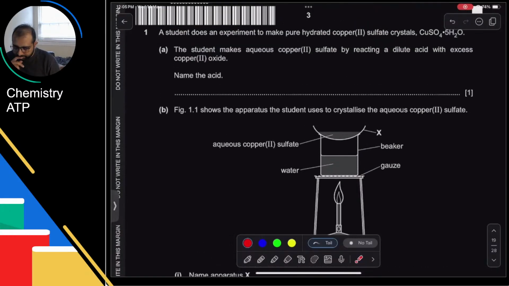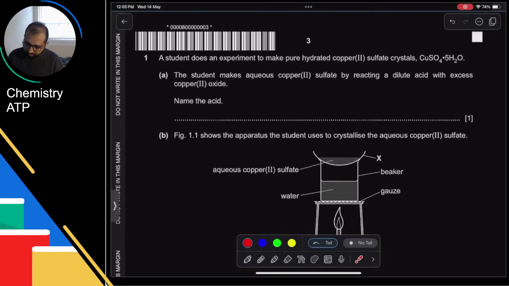Alright, a student does an experiment to make pure hydrated copper 2 sulfate crystal. Okay, so he's getting copper 2 sulfate. What does this dot mean? It means that it's loosely bonded, and if you heat it up, this water will go away. This is water of crystallization. This is the water that gives us the color blue for copper 2 sulfate. If you lose this, you get anhydrated or anhydrous copper sulfate, which is not going to be crystal, it's just powders. And secondly, it's going to be white in color.